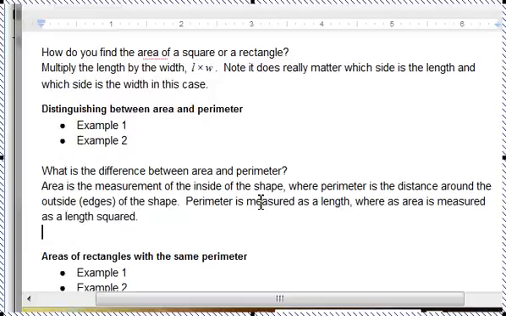All right. And then some of you threw out the equation for an area of a rectangle. All right. So, or perimeter of a rectangle.